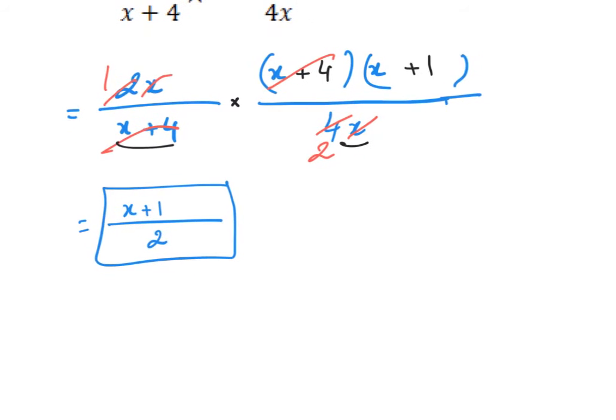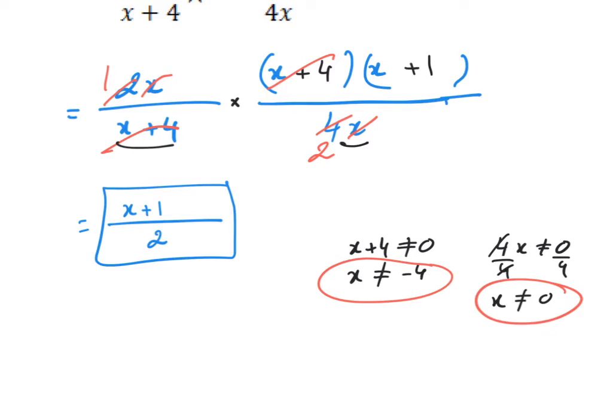So we can also find the restricted values here: x plus 4 must be different than 0, and 4x also must be different than 0. So x must be different than -4, and here we can just divide by 4 on both sides, so x must be different than 0. So -4 and 0 we can call restricted values, meaning the domain: x cannot be equal to 0 or -4.